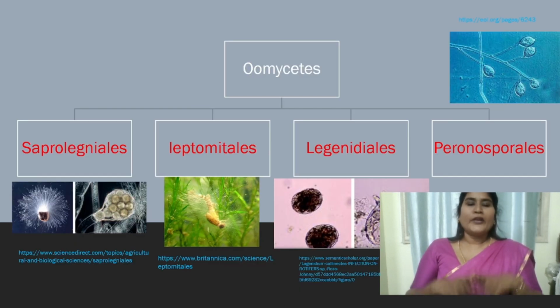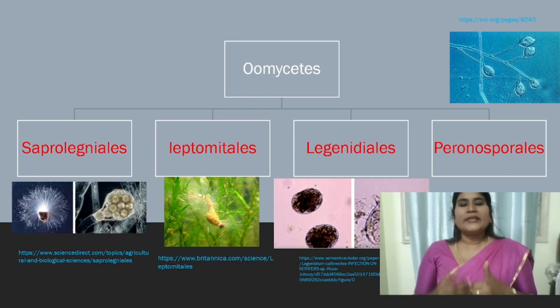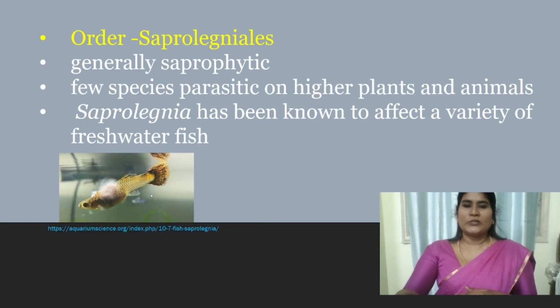Oomycetes are divided into four orders. The first order is Saprolegniales, another one is Leptomitales, and the Lagenidiales and the Peronosporales. These Peronosporales are more advanced. Here you can see very well developed mycelium. They affect or infect a lot of economically important plants also.